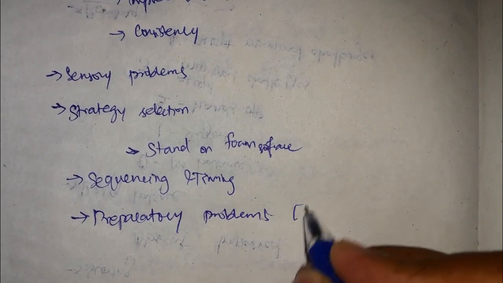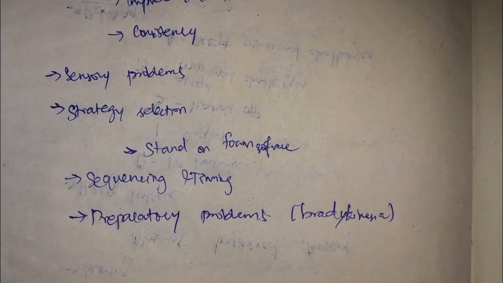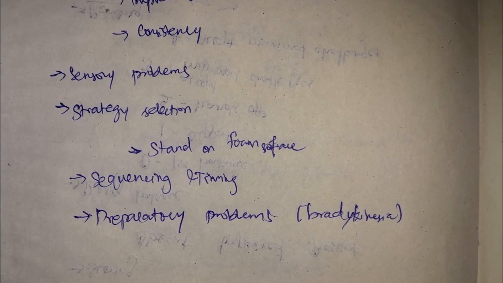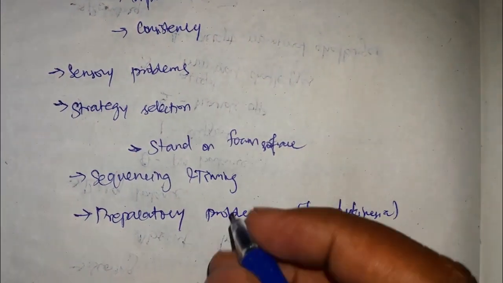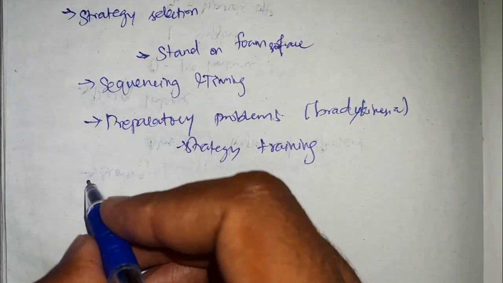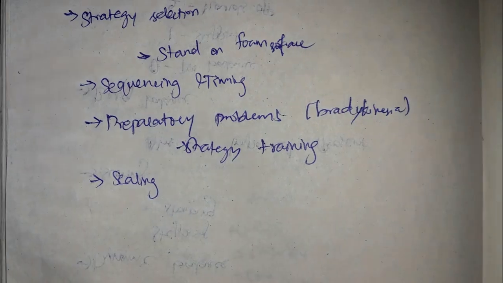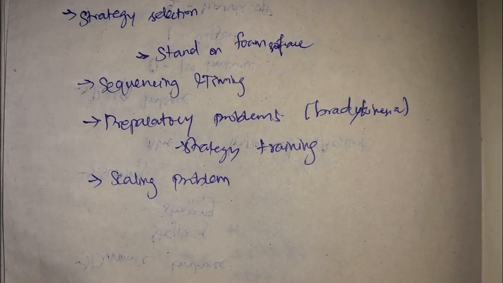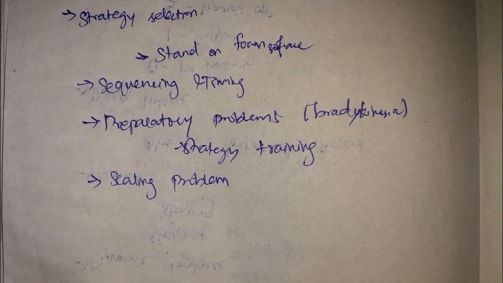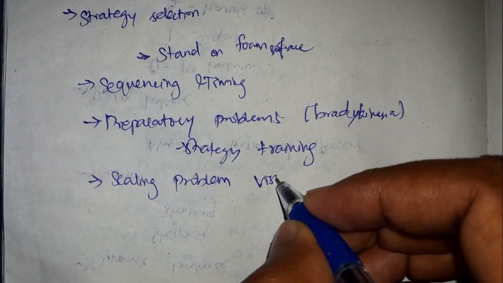Okay, so some person may have bradykinesia, so we have to do the preparatory problem, that is, strategy training. Strategy training is important. And managing the scaling problem. Scaling problem means which muscle is going to contract at which level, so that is scaling. Okay, it mostly happens due to cerebellar dysfunction. For this we can give visual biofeedback.